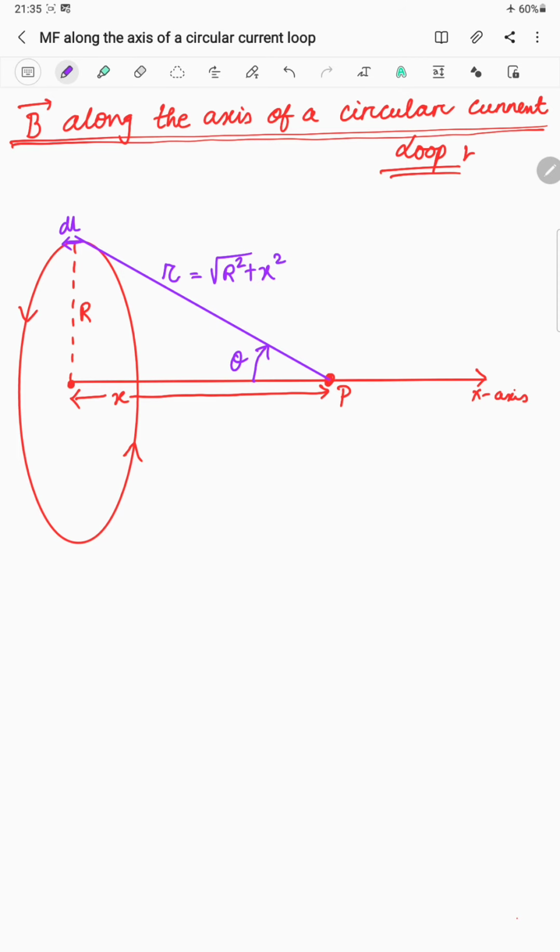Now what about this r? R is actually the radius of the circular current loop. Now due to the small current element dl, at point P there will be a small magnetic field, dB vector.